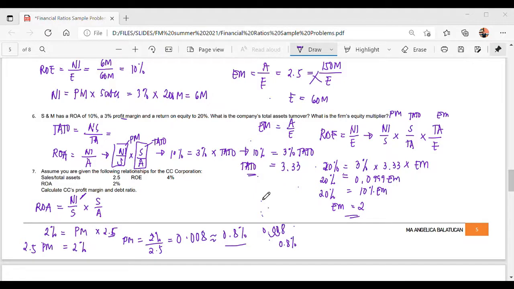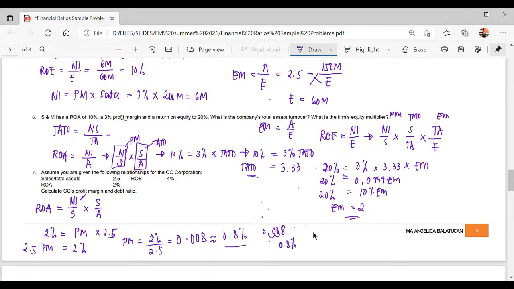Okay, so how much is our equity multiplier here? Since the ROE is given, how much is our ROE? 4%. Okay, ROE. And then your profit margin is already computed. So you have 0.008, times, what is our total asset turnover? That is 2.5. Then times equity multiplier. And this is equivalent to our ROE, 4%. So multiply 2.5 times 0.008.